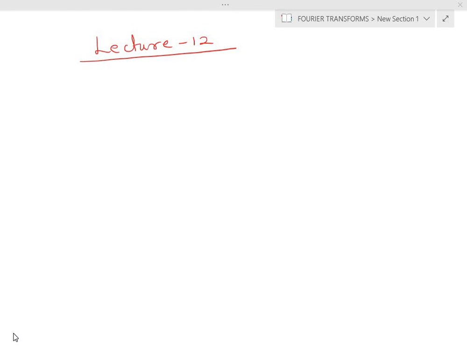Hello students. In integral transformations, especially we are discussing the Fourier transformations, including inverse Fourier transformations. In the previous class, I defined the Fourier cosine transformation and sine transformation, obviously of infinite length. So let us take some problems.